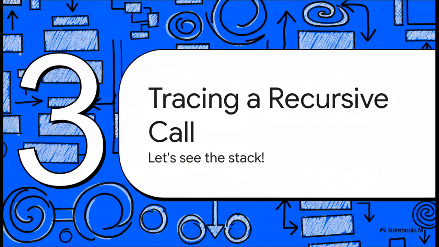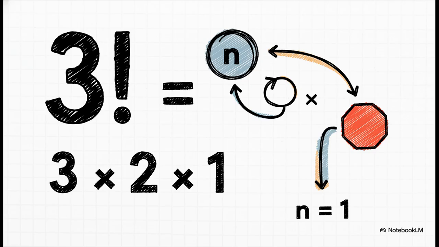All right, enough theory. Theory is great, but let's make this real. We are going to trace a classic recursive example, step by step, and actually watch how the call stack builds up and then unwinds to give us the final answer. It's pretty cool. We're going to trace the factorial of 3. Remember that from math class? It's just 3 times 2 times 1. Here's how a recursive function thinks about it. The base case is simple.